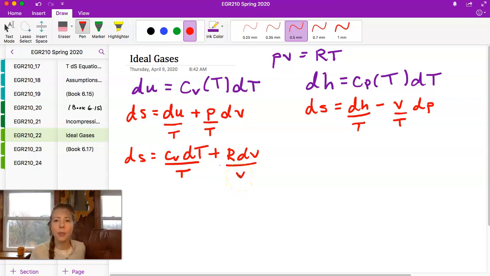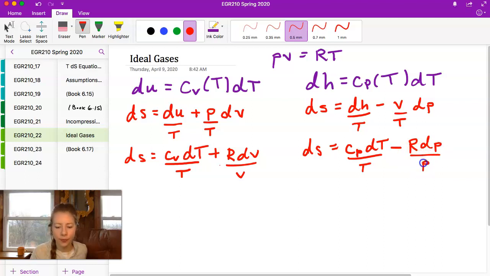And now, similarly, we can plug in cp dt for dh. And so ds is going to equal cp dt over t minus, and once again, we can plug in r. This time we can plug in, so we want it in terms of p. And so what we can do is we can say v over t is equal to r over p. So minus r dp over p.